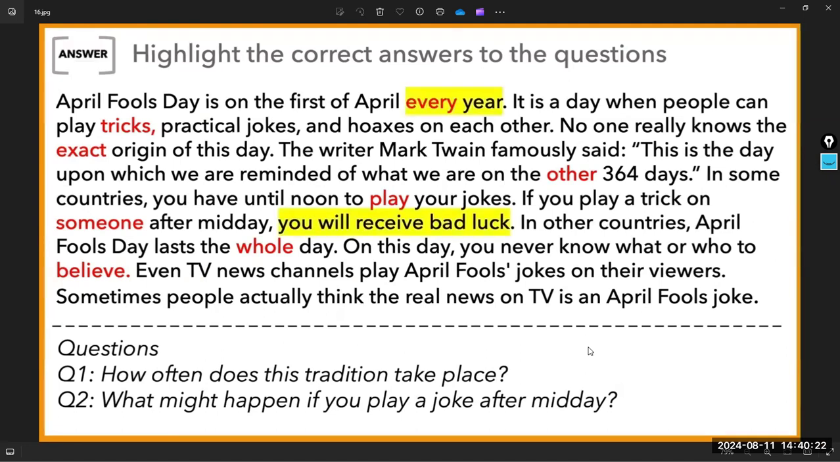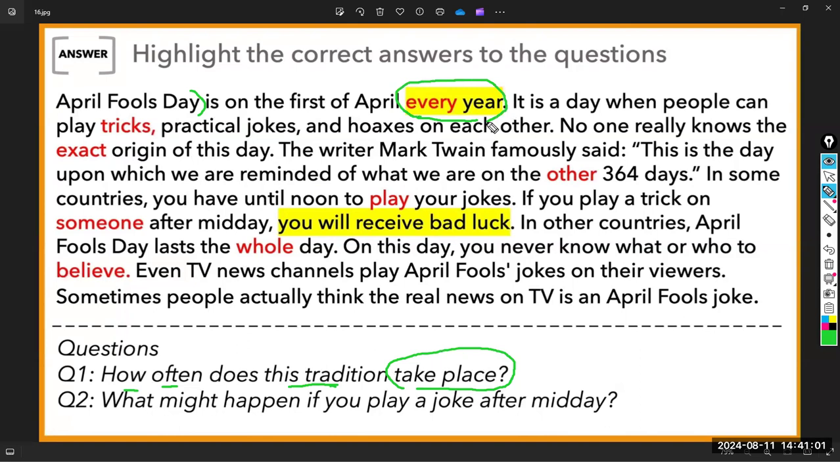Okay, time's up. Now, these are the correct answers. And notice that the answer of question number 1 is only 2 words. The question is saying, how often does this tradition take place? The meaning of take place is happen. So we notice that April Fool's Day, this is the tradition. So notice that this tradition means April Fool's Day is on the 1st of April. When or how often? Every year. So this is the answer of question number 1.